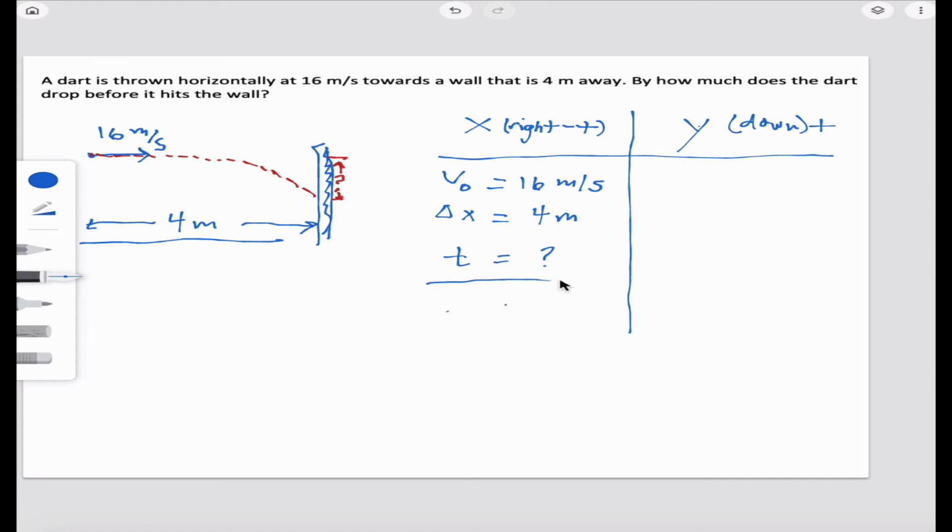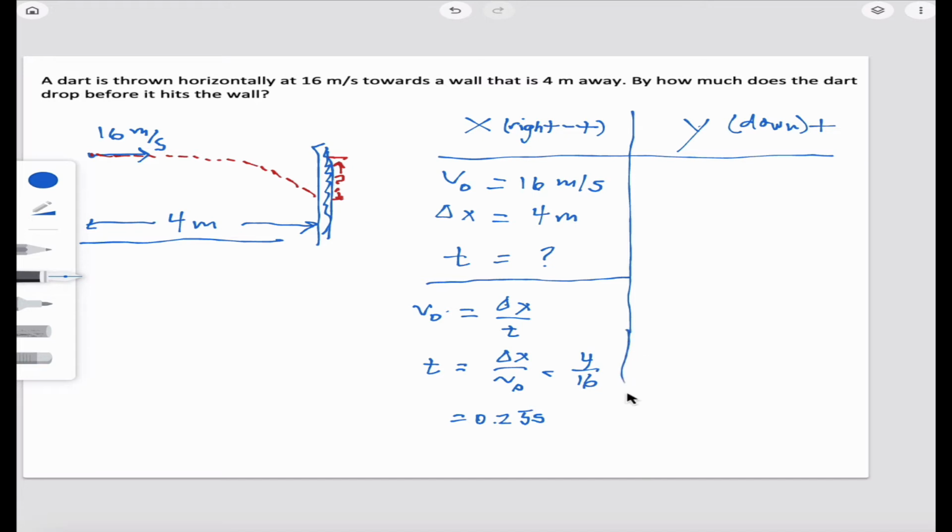But we also know that we could use the equation for constant velocity, which is written this way. And it looks like we can actually solve for time. So why don't we go ahead and do that? It might end up coming in handy. So time is equal to displacement over velocity, which is equal to 4 over 16, or t is 0.25 seconds.